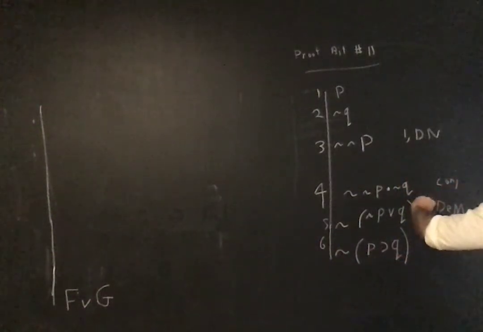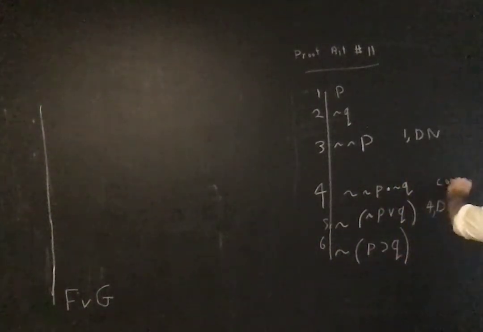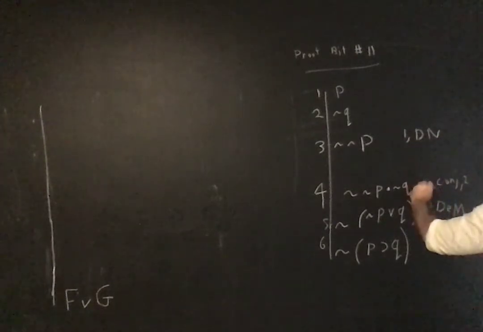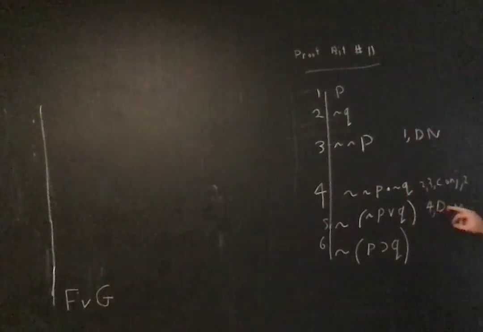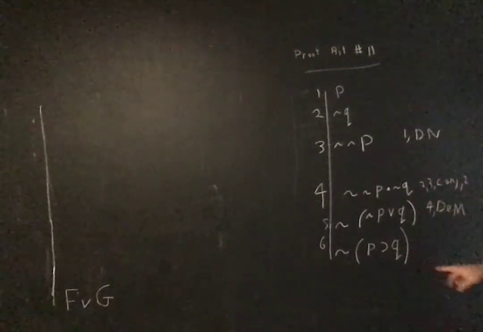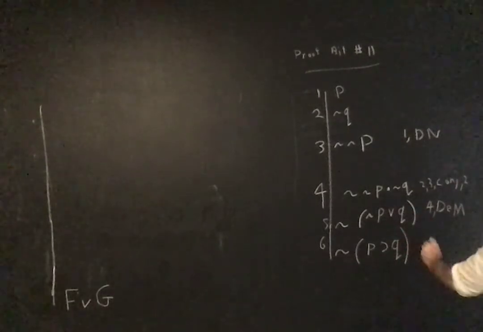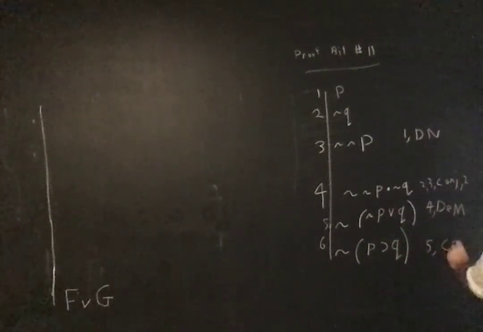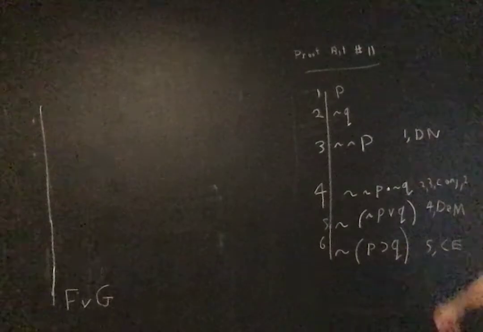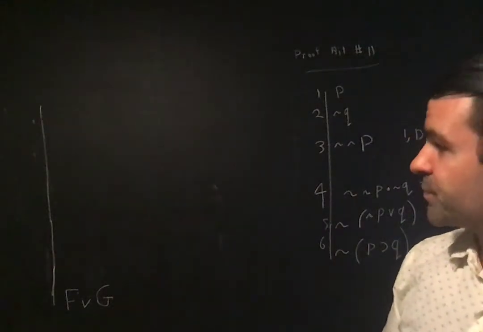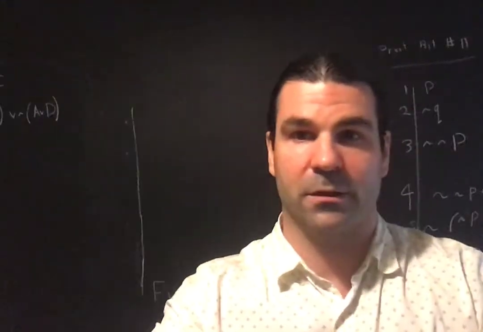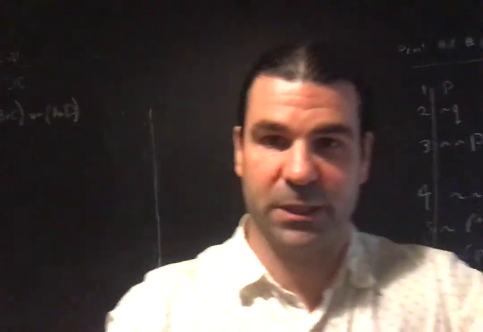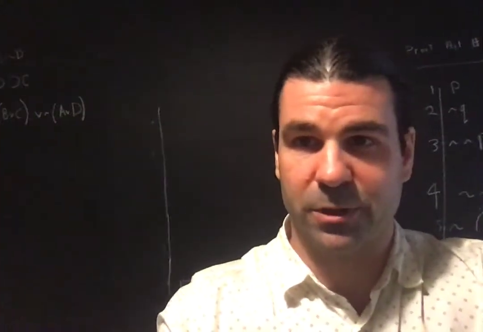De Morgan's on 4. What's this? Conj and 2 and 3 conj. 4 De Morgan's, and then what was this? This was conditional exchange. 5 conditional exchange. From that to that. Okay. Okay, keep going a bit. That's proof bit 11. Make sure you can do that.